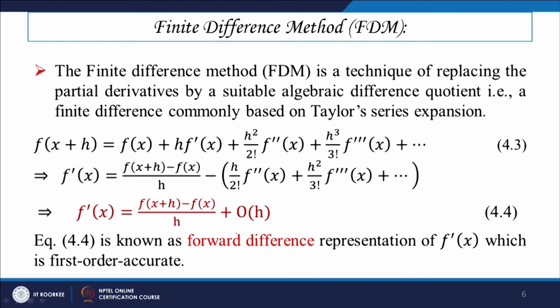And this formulation of f dash x is especially called the forward difference representation of f of x, or we can say this is the first order difference form of f of x in the forward sense. So, if we expand this series at the neighborhood points, we can consider either the plus sense or the minus sense.